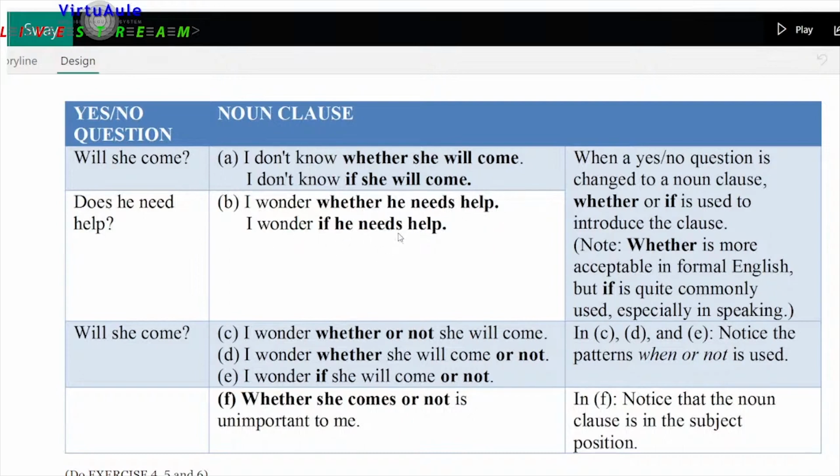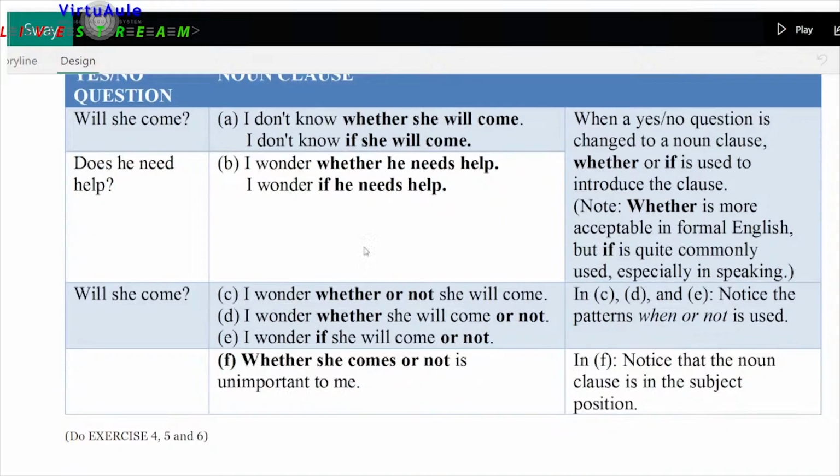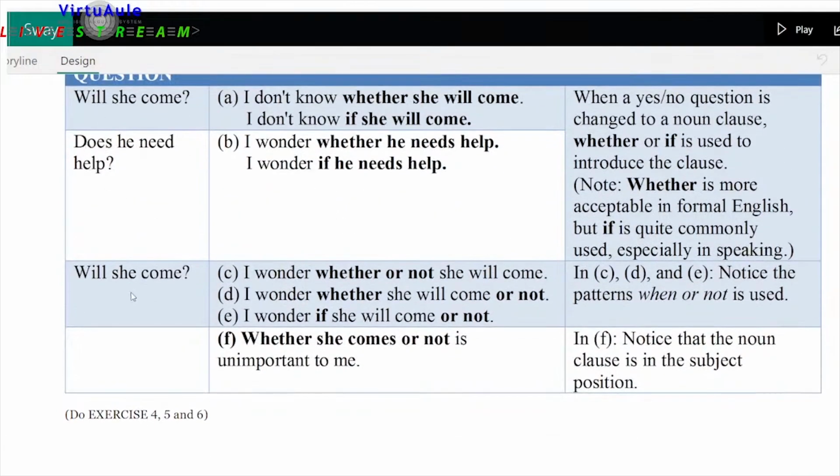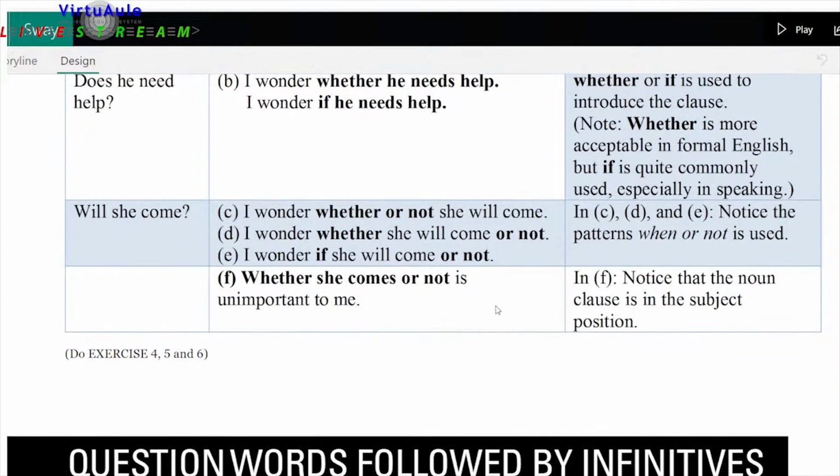Okay, this is just reinforcing the noun clause structure so you can see that we have the subject and the verb. So we change the order of the question. Does he need help? If he needs help. Okay. All right. So no auxiliary. Will she come? I wonder whether or not she will come. D, I wonder whether she will come or not. E, I wonder if she will come or not. If she will come or not. So I can put not at the end or in the middle.